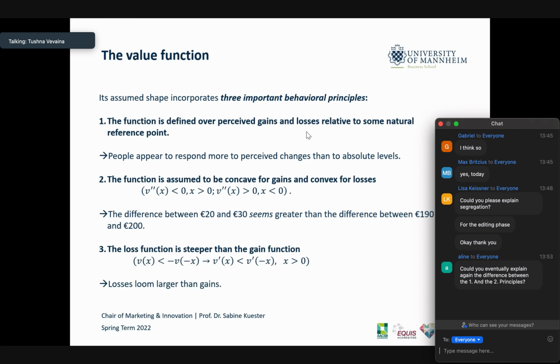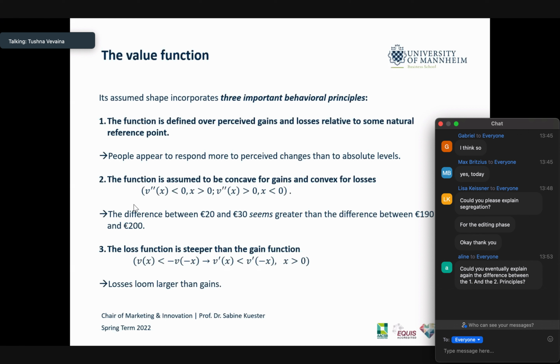Or say, for example, you have a reference point of 500 euros and you have a loss of 100. So say your value goes down to 400 versus your value goes up to 600. Your perceived changes are as per how you perceive it based on the 500 reference point, rather than necessarily just a 100 euro net gain or net loss.